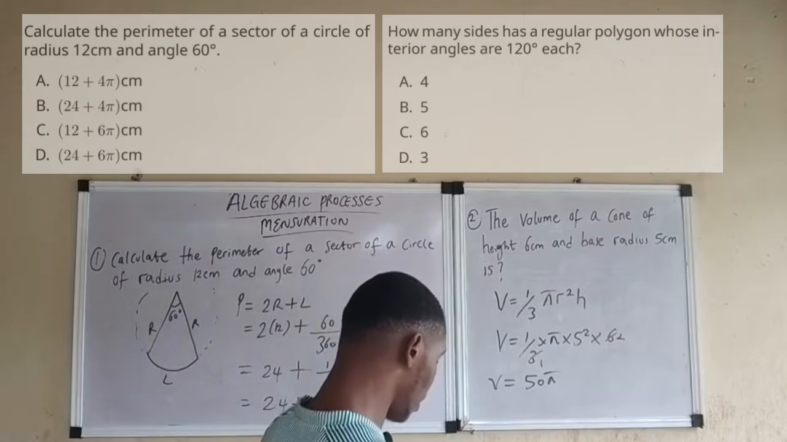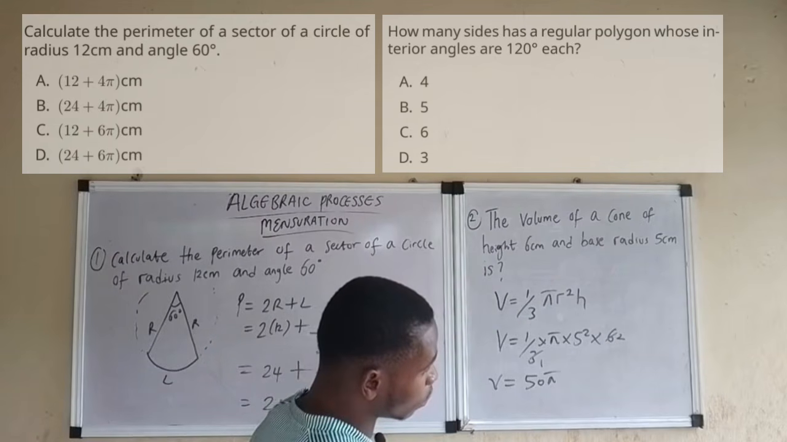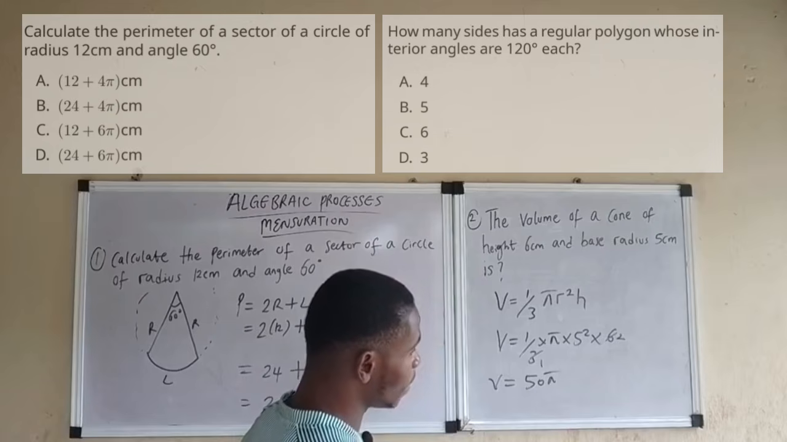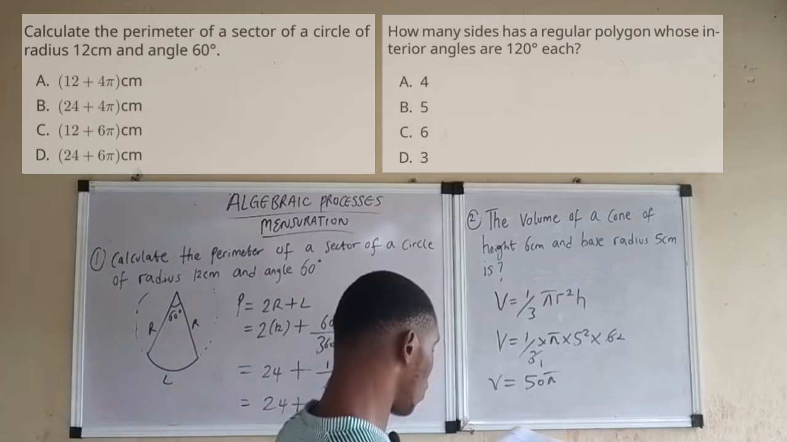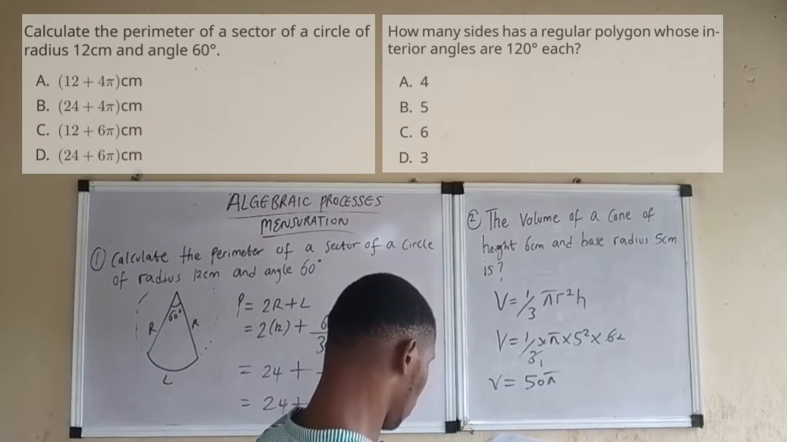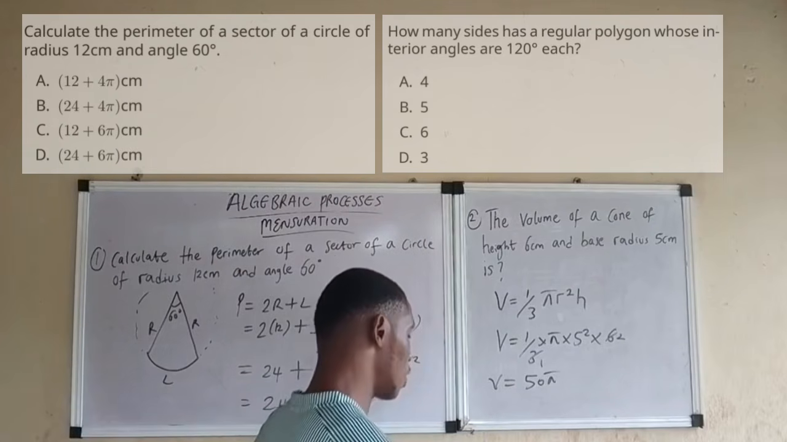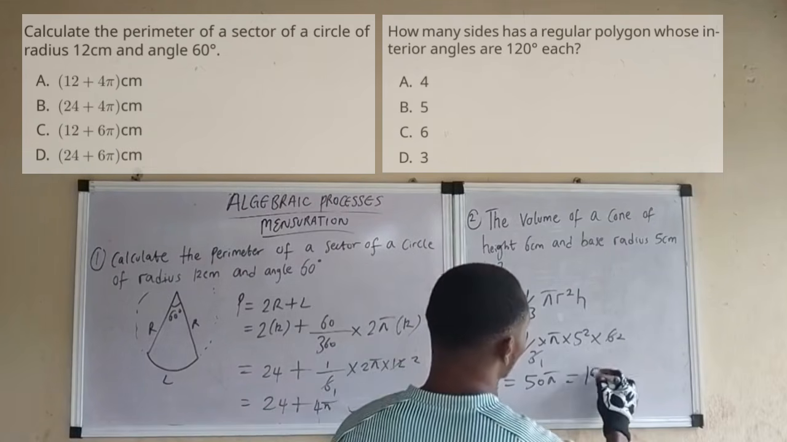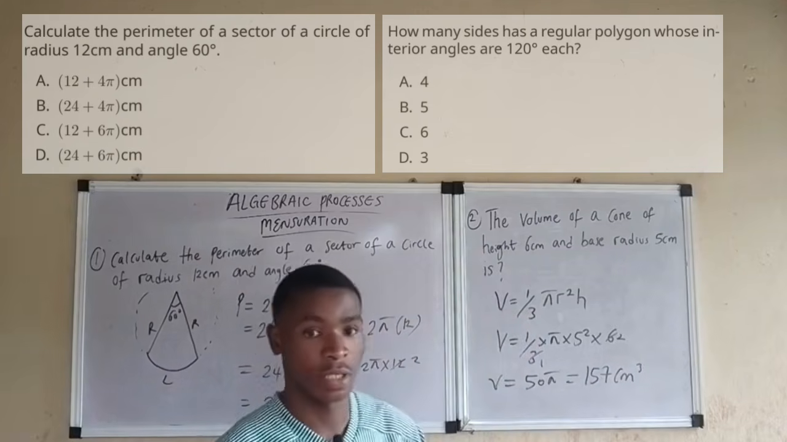And when you multiply 50 by pi, you are going to be having 157 centimeter cube. All right. So that's how we go about this question.